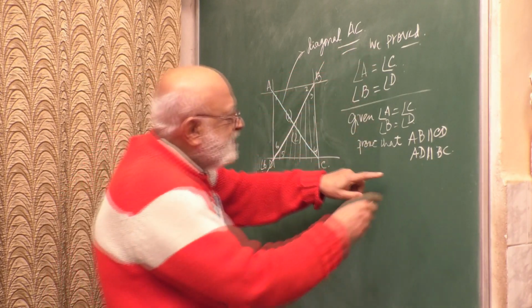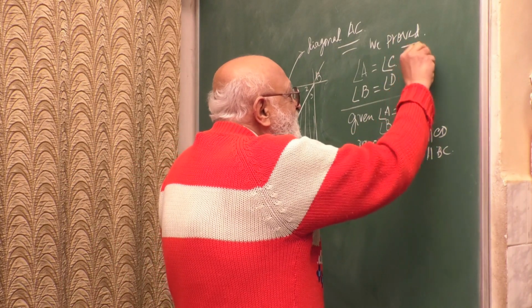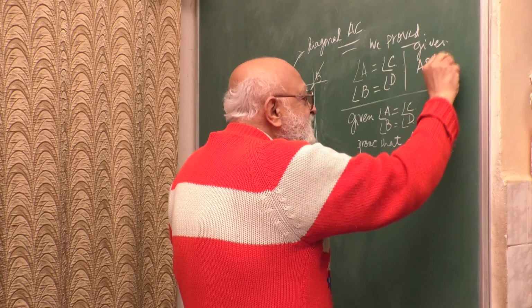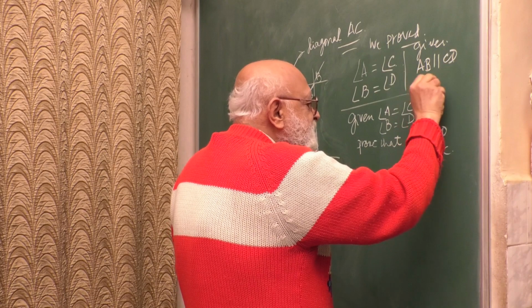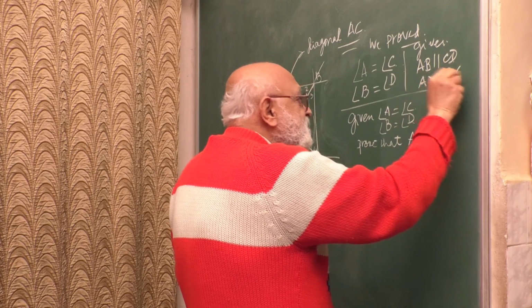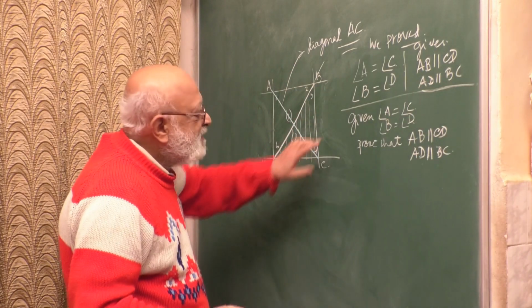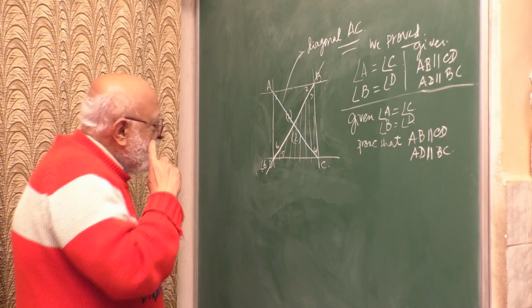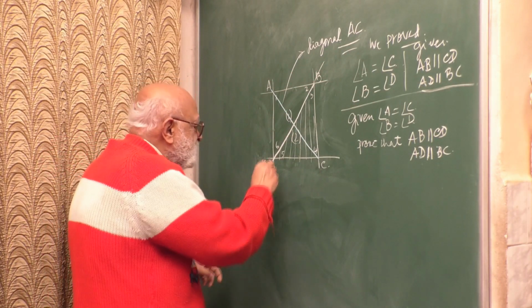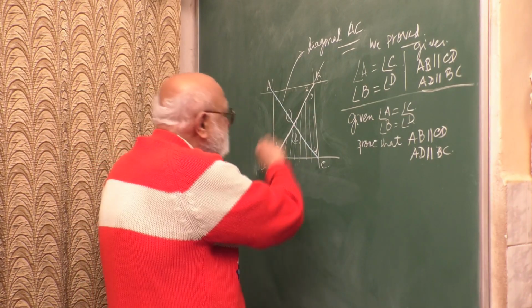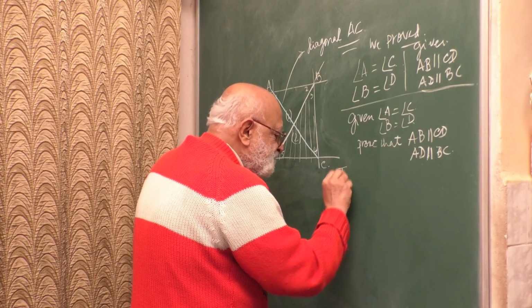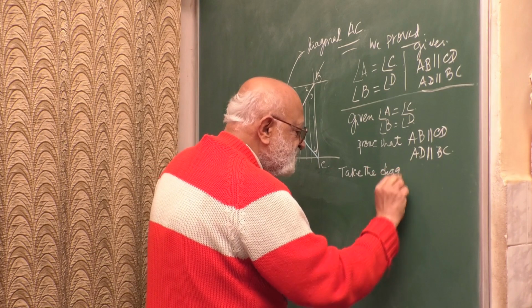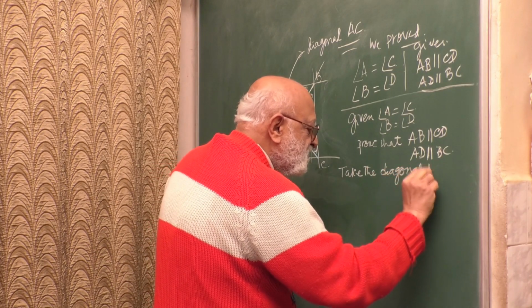And when we proved this earlier, this was given: AB is parallel to CD and AD is parallel to BC. This was given. And now this is given. So this we have already proved. Now this is given. How do we do it? So again, interesting, we will consider the diagonal BD because this is convenient. So take the diagonal BD.